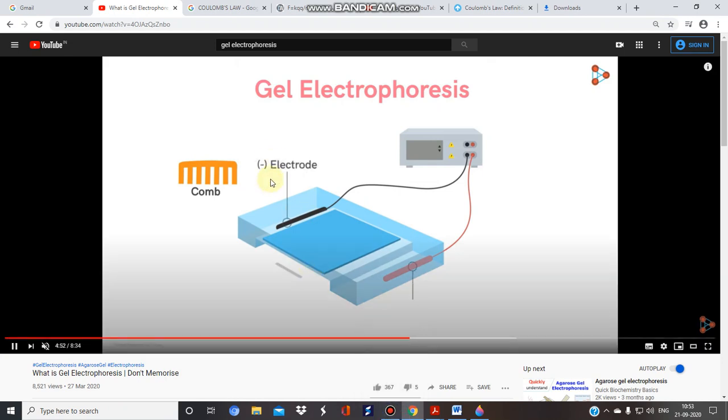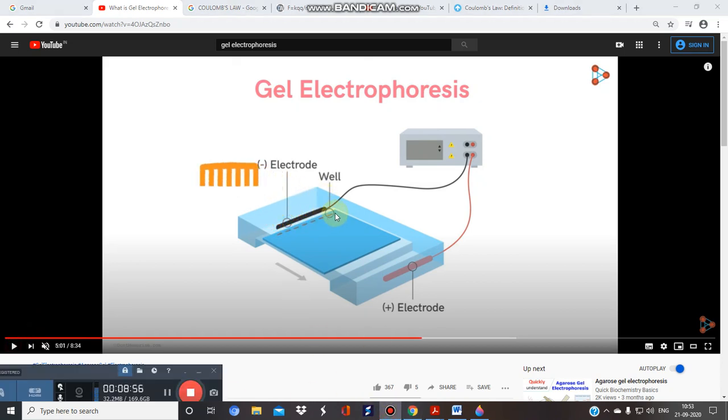Just see this. Suppose this is the negative and this is the positive charge. With the help of this comb, we will make wells. In these wells, we will fill our sample, or you can say the mixture of the genetic material, that is the DNA. Another thing we need is a dye, because DNA is colorless and we cannot observe its movement. For that, we need a color dye. So DNA is mixed with different dye samples.